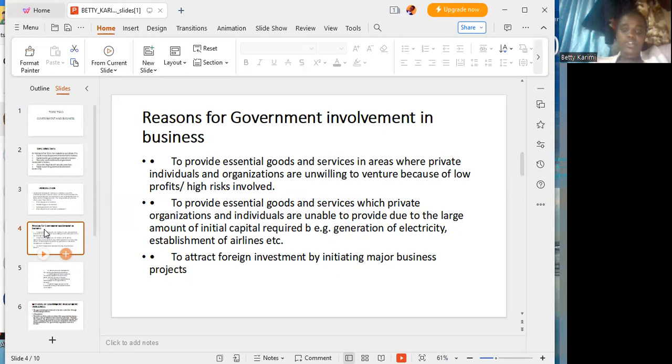The other reason is to provide essential goods and services which private organizations and individuals are unable to provide due to the large amount of initial capital required. For example, generation of electricity. When a project that needs to be started requires a huge amount of money that the private sector cannot afford, the government chips in to attract foreign investment by initiating major business projects.